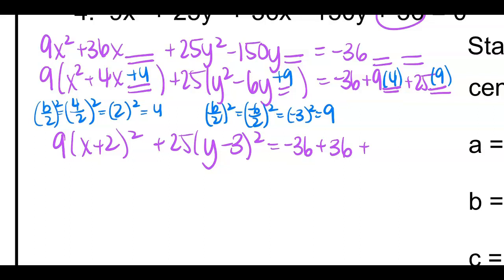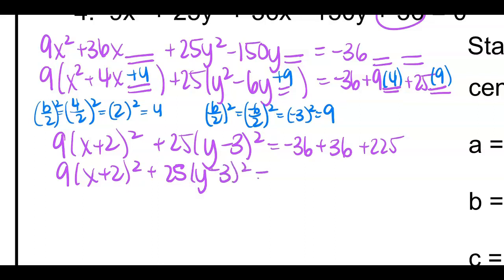That's 225. Okay, well, it almost looks like the equation. I know that these two values are going to be able to cancel, and I have a 225 left over. So we're going to make this 9(x + 2)² + 25(y − 3)² equal to 225. I'm not quite done.